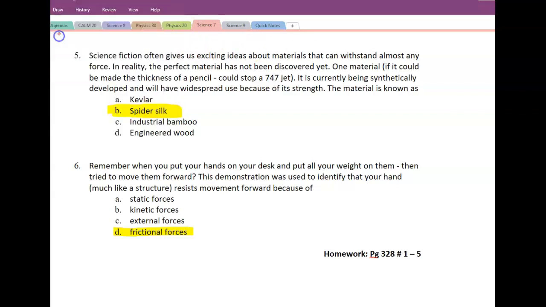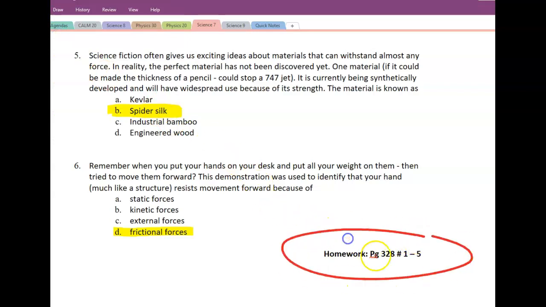Okay, so homework questions for this section, page 328, numbers 1 to 5. If you've got any questions, let me know.